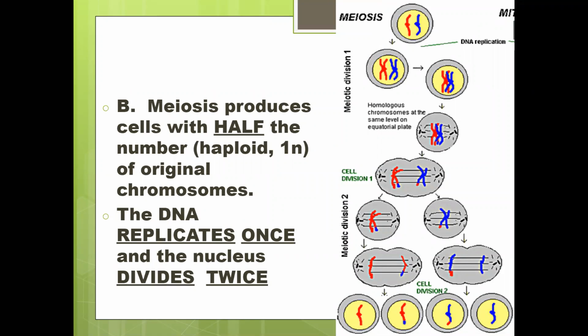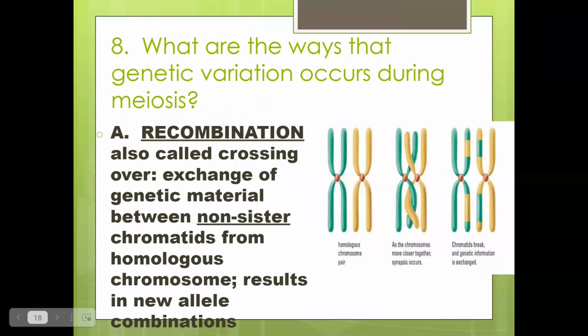So once again, meiosis produces cells with half the number of original chromosomes. And how that works is the DNA is going to replicate once at the very beginning of meiosis, and then the nucleus is actually going to divide twice. The benefits of sexual reproduction are really all about genetic diversity and genetic variation among a species, because if you have more genetic diversity in a species, that species is more likely to survive long term, because any disaster event would be less likely to kill off the entire species, and so that species would survive overall.